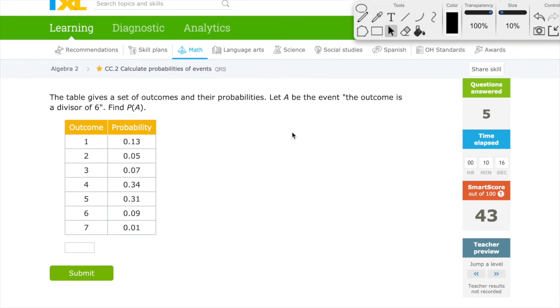Okay, divisor of 6. 6 divided by 1 gives me 6. 6 divided by 2 gives me 3. 6 divided by 3 gives me 2. 6 divided by 4 gives me a decimal. 6 divided by 5 gives me a decimal. 6 divided by 6 is 1. This would give me a decimal. So it's these three, and then also this one. All get added together.